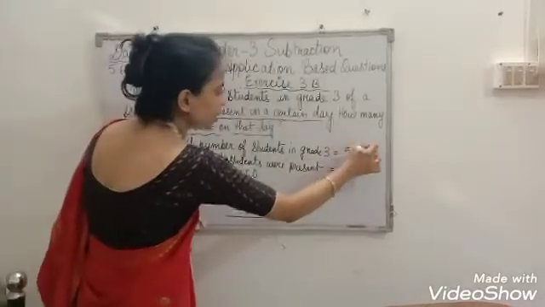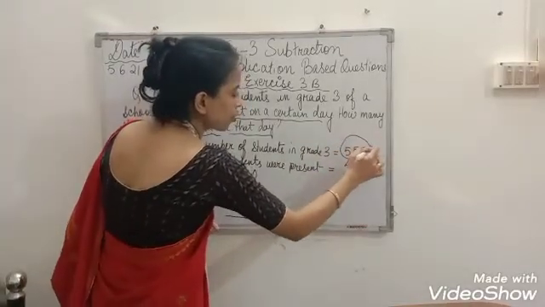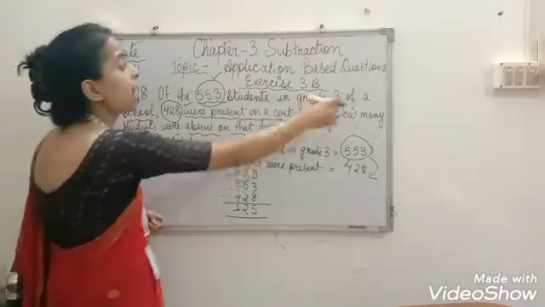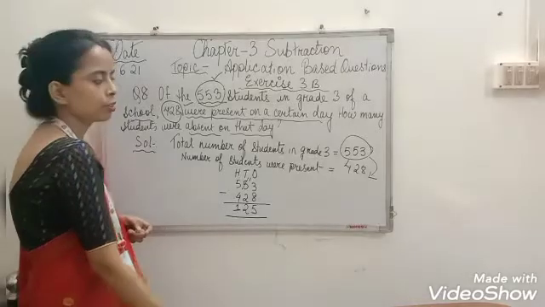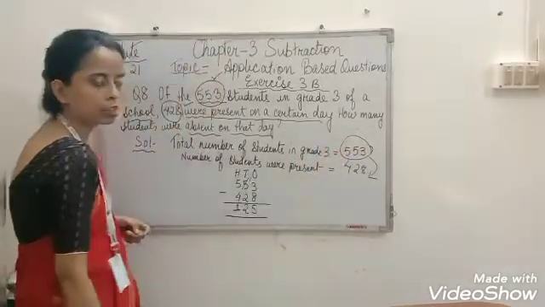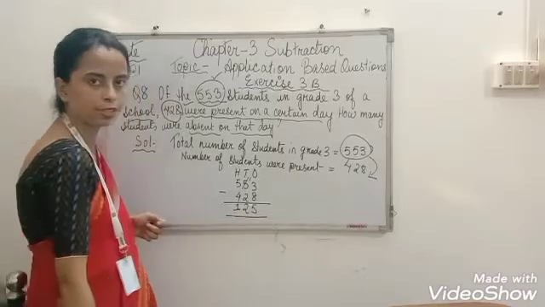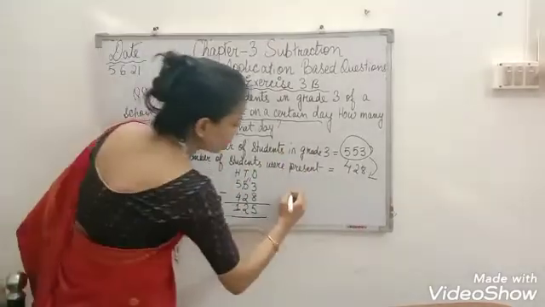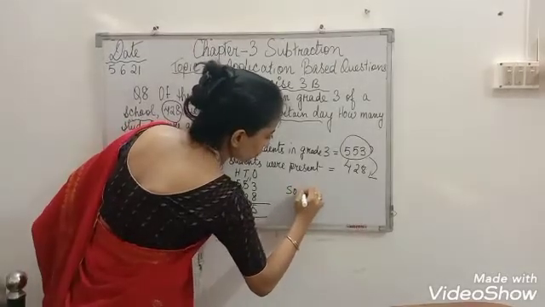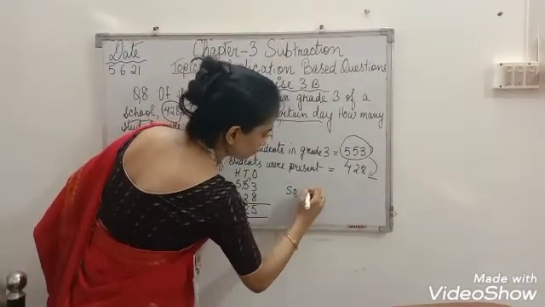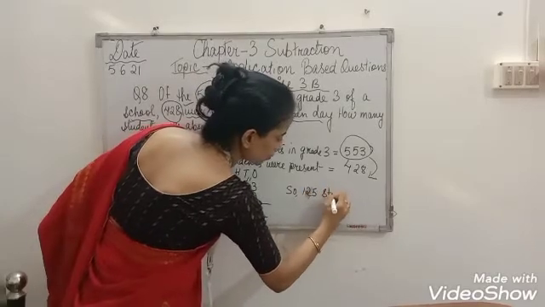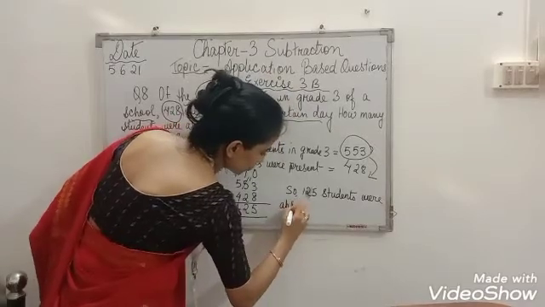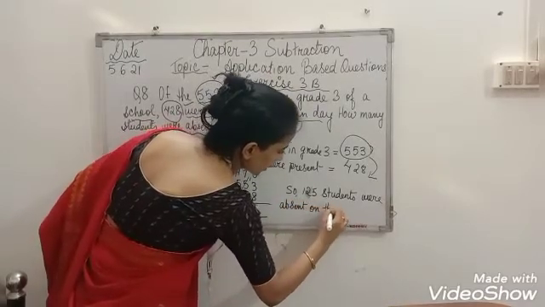Out of 553 students, 428 were present on a certain day. How many students were absent on that day? To get the answer, we have to subtract. After doing subtraction, we get the difference, 125. So how many students were absent on that day? Here we will write: 125 students were absent on that day.